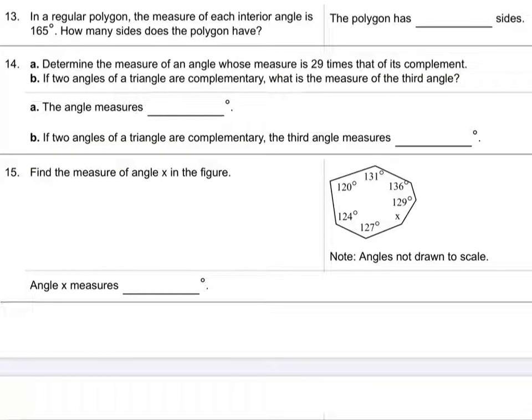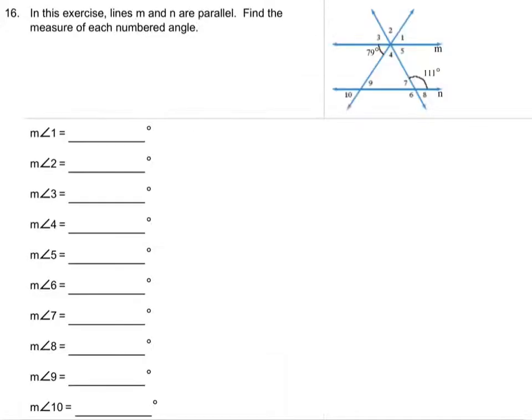Number 13. In a regular polygon, the measure of each interior angle is 165. How many sides does the polygon have? Been a while since we've done these. So yeah, good thing to put on your 3x5 card. Let me show you. So this is number 13, interior 165. Let me go over here and remind you of the formula.